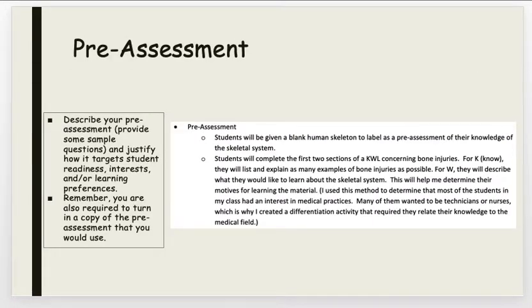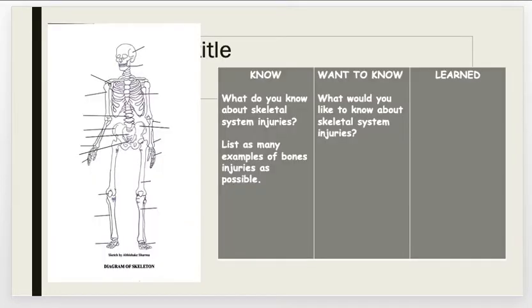So their pre-assessment, they actually had 2 different pre-assessments. Here they just described them. They had a blank skeleton that the students had to label to make sure they knew those bones, and then they used a KWL. On their next slide, they actually gave me an image of this. So of course they handed in the full pre-assessment, but this was just for their presentation. They had something similar to this, that students were required to label the bones, and then they did a quick KWL on what do you know about skeletal injuries, listing examples, what do they want to know, and then later on they completed this learned section.